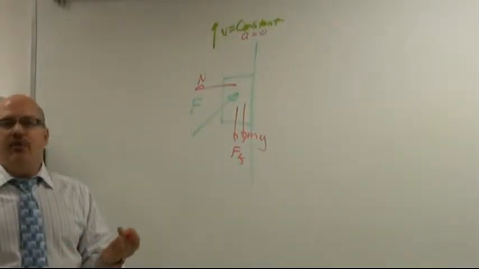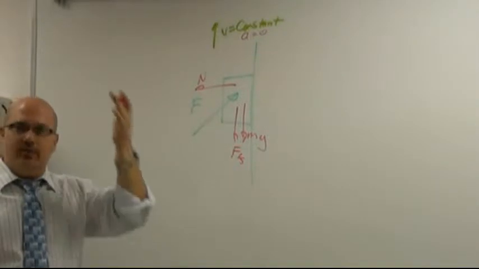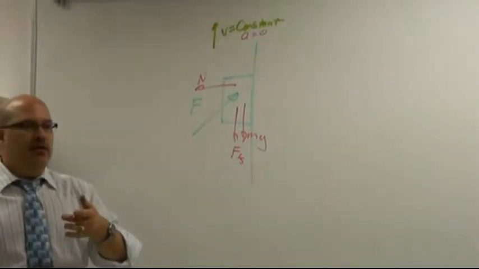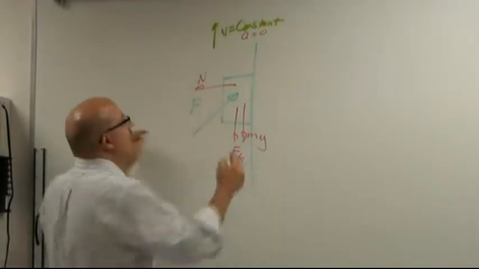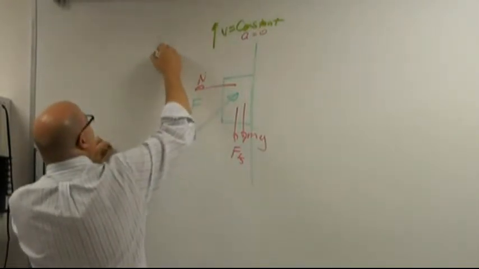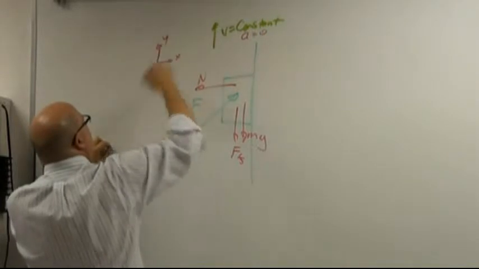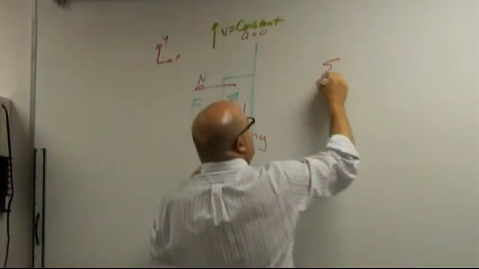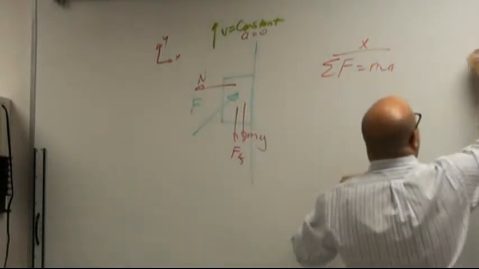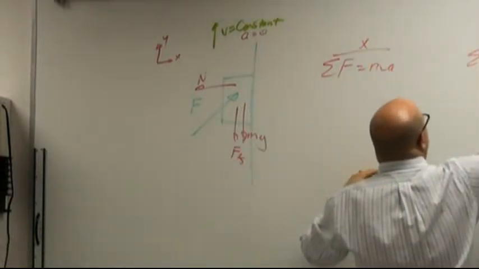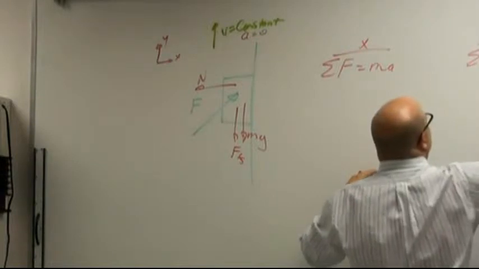No. Okay, is there any preferred way to draw our axis then? Just do x, y. Is x, y going to be okay? Yeah, because most of the motion is along x and y. So we're going to do x and y, no acceleration. So the sum of the forces equals ma in the x direction, and the sum of the forces equals ma in the y direction.